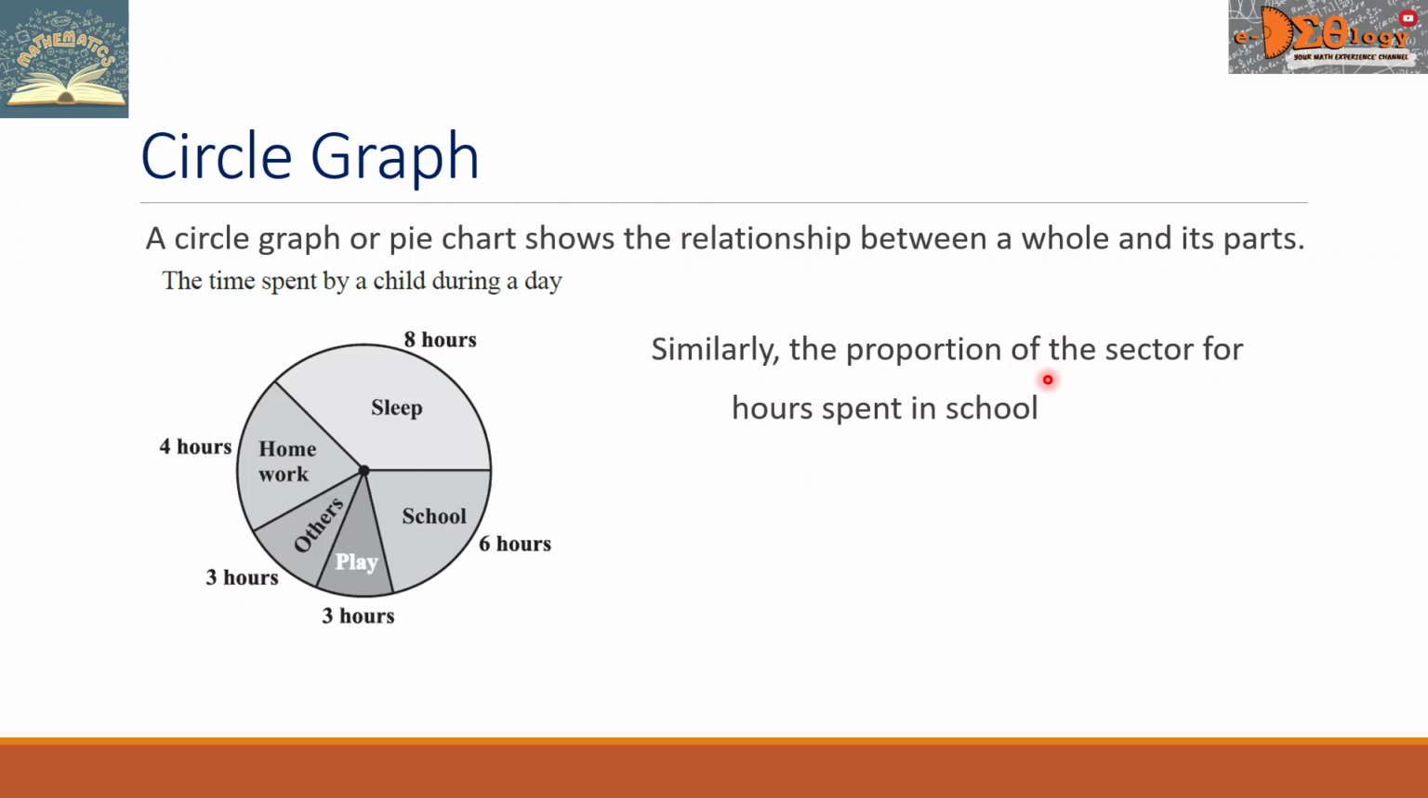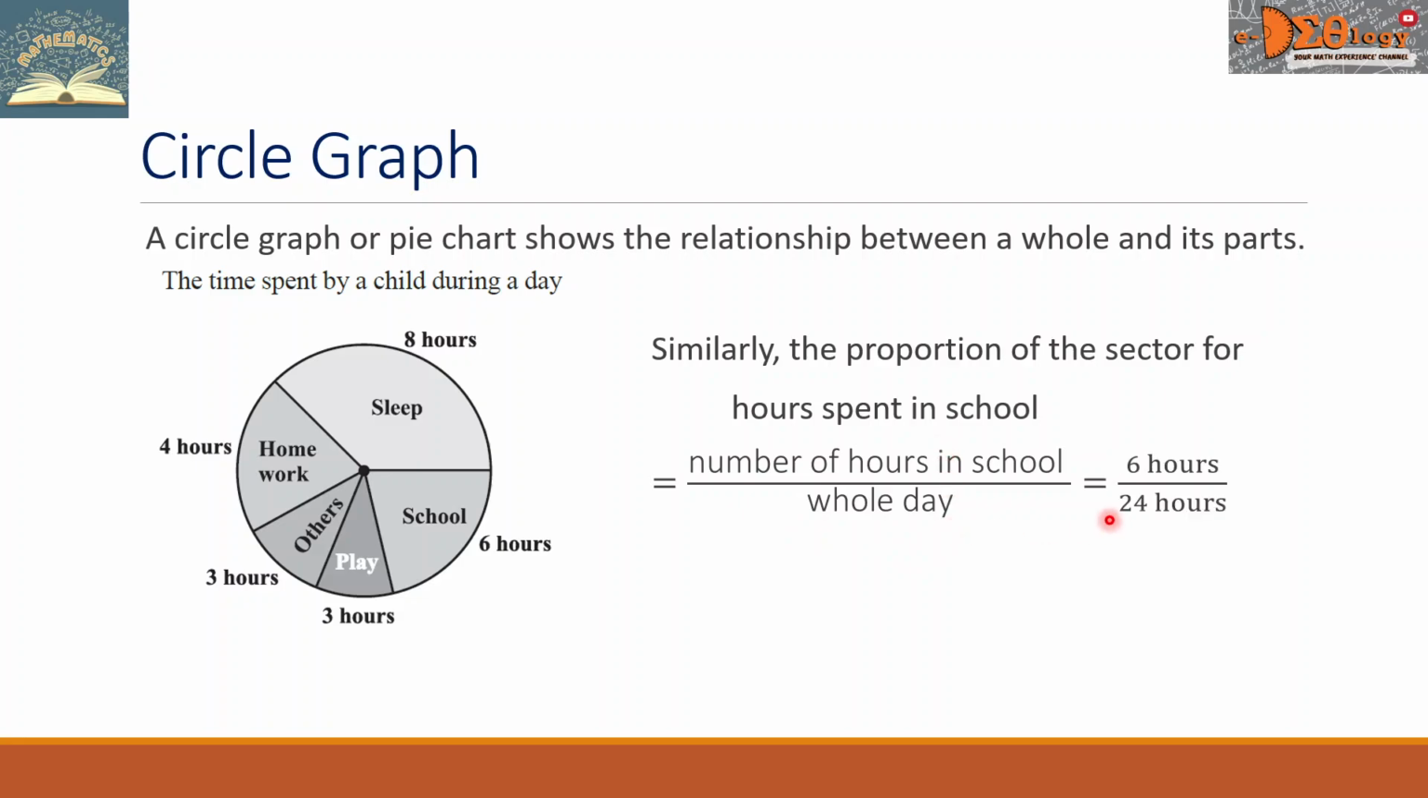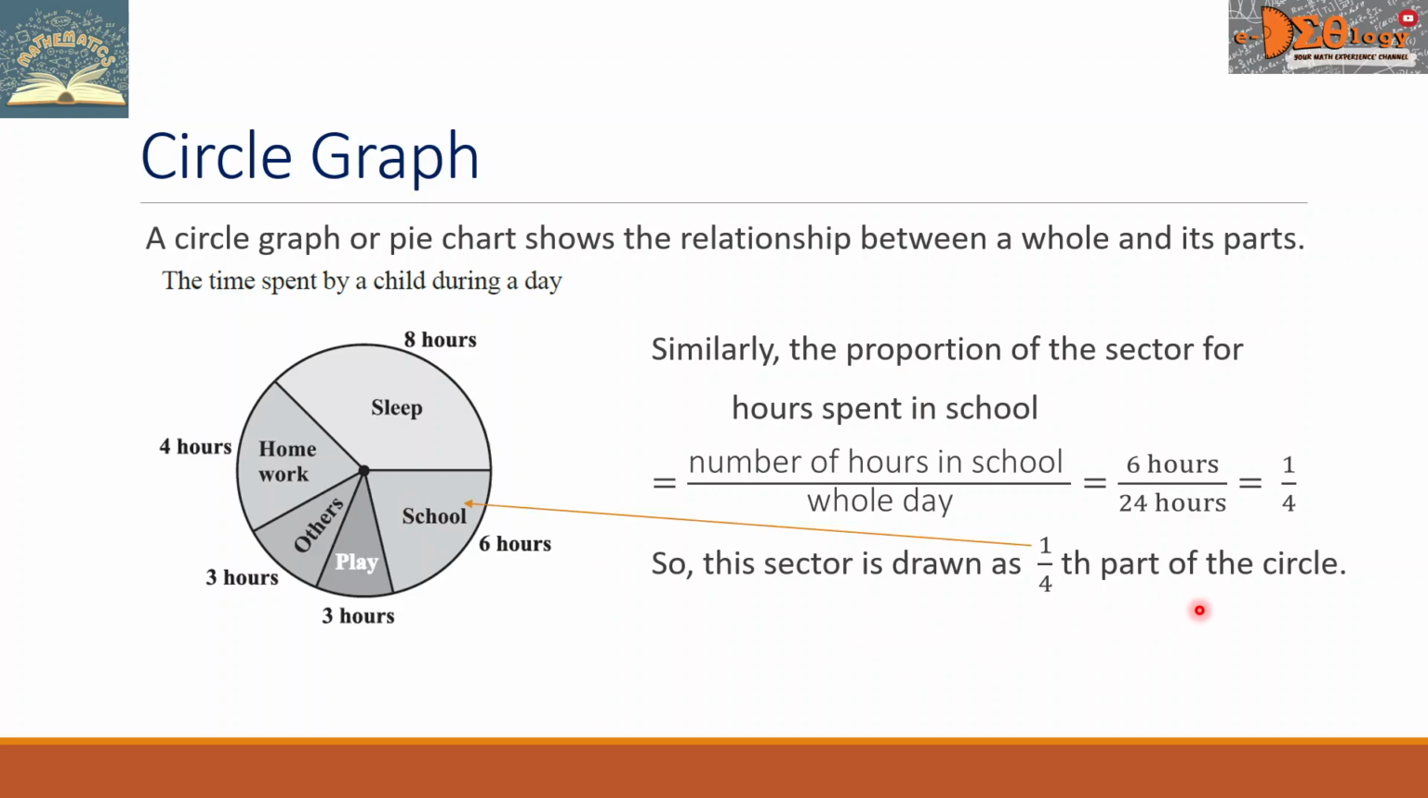Similarly, the proportion of the sector for hours spent in school. So we write the number of hours in school all over the whole day. Putting the values, we have 6 hours all over 24 hours. We simplify the fraction as 1/4. So that means this sector for hours spent in school drawn 1/4 part of the circle.